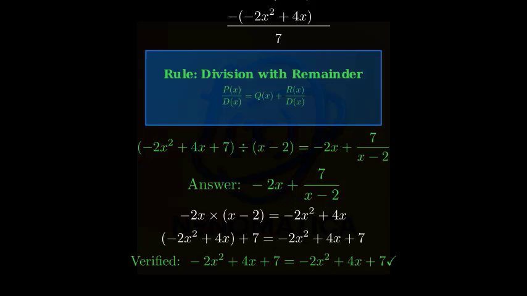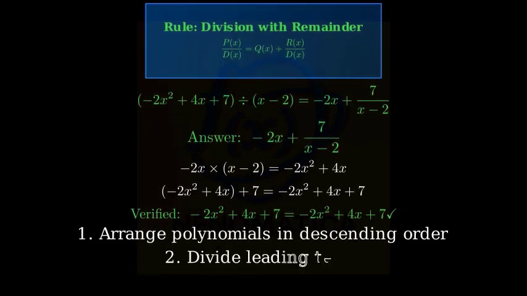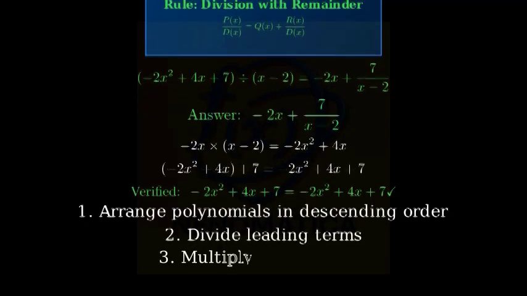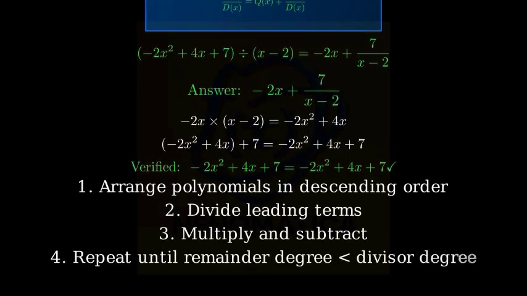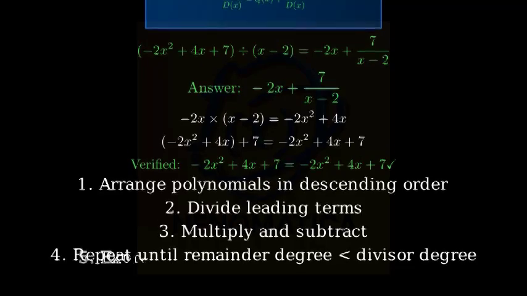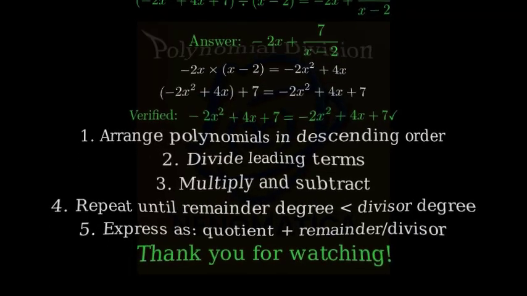In summary, when dividing polynomials, we follow these key steps. First, arrange both polynomials in descending order of degree. Second, divide the leading term of the dividend by the leading term of the divisor. Third, multiply the divisor by this quotient term and subtract from the dividend. Fourth, repeat the process with the remainder until its degree is less than the divisor's degree. Finally, express the answer as quotient plus remainder over divisor.